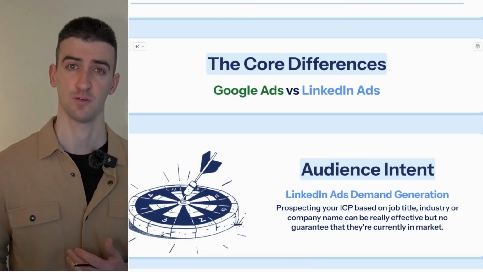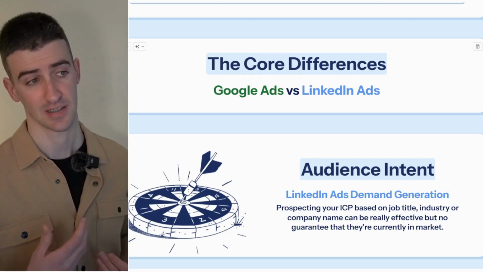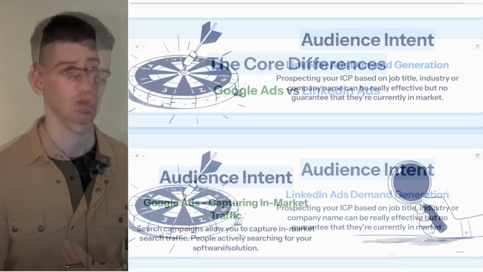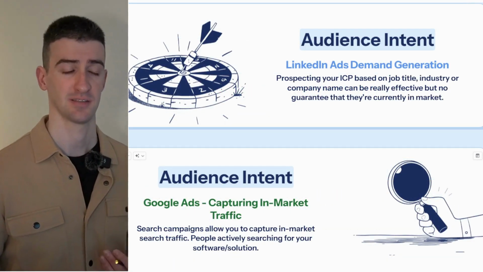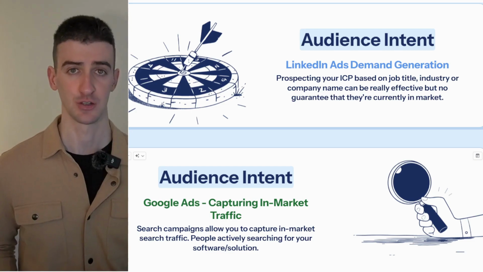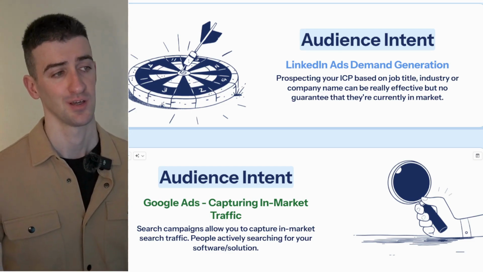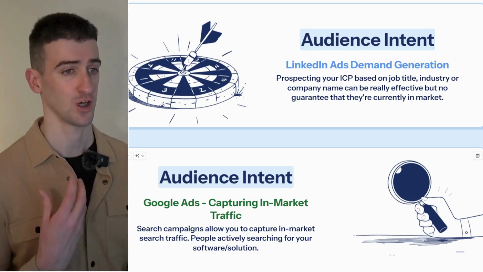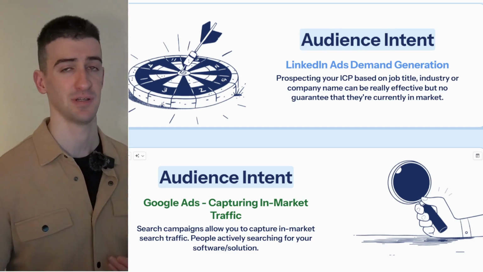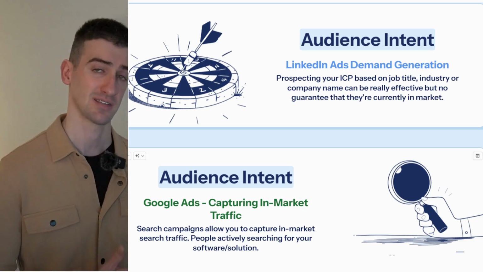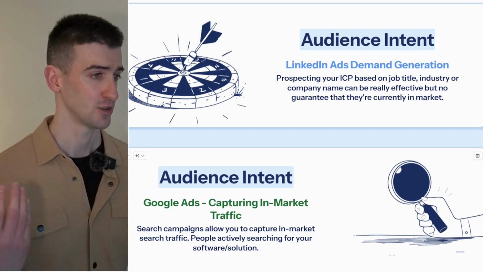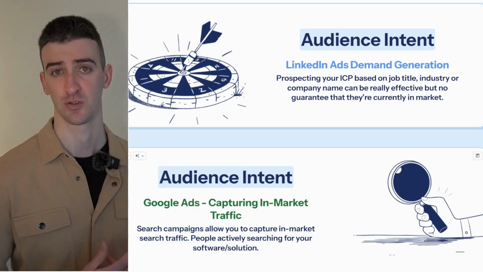So those are the platforms at a high level, but let's actually look at the core differences when you're deciding where to spend your ad budget. First up is audience intent, and this is the biggest difference between the two platforms. With LinkedIn, you can prospect to your ICP based off of job title, industry, company name, seniority, things like this, but there's no guarantee that they're actually in market. You're just targeting them while they're scrolling through their feed.